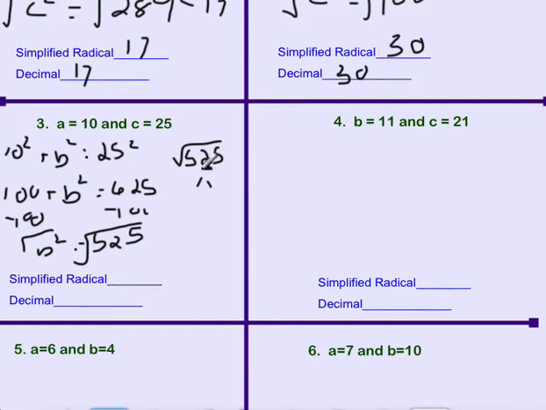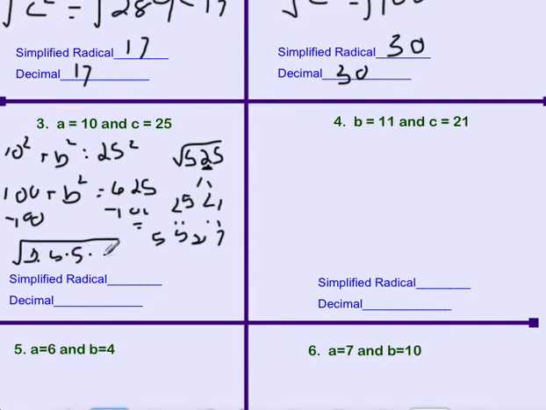Well, I see that it ends in 25. That means it's divisible by 25. So I break it down to 25 and 21. Well, 25 breaks down to 5 and 5. 21 breaks down to 3 and 7. So for our simplified radical, we end up having the square root of 3 times 5 times 5 times 7. So I can take out a pair of 5s on the outside. And left underneath the radical is 3 times 7, which is 21. So our simplified radical is 5 times the square root of 21.